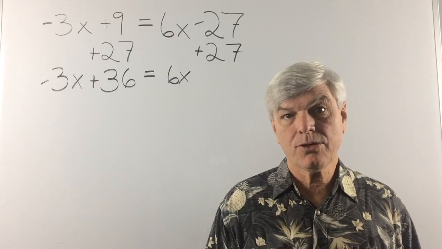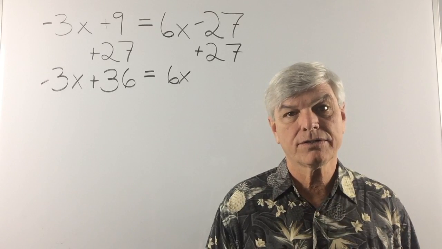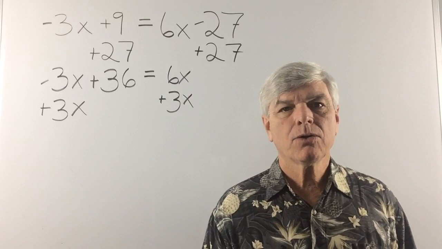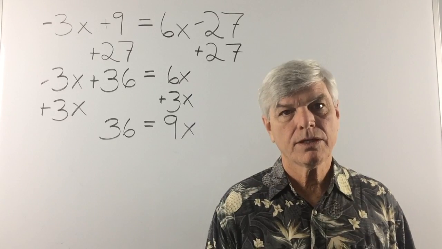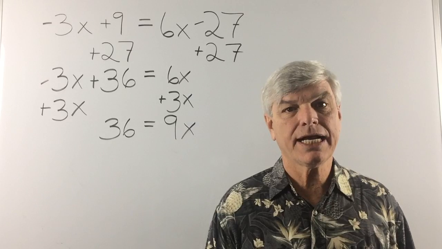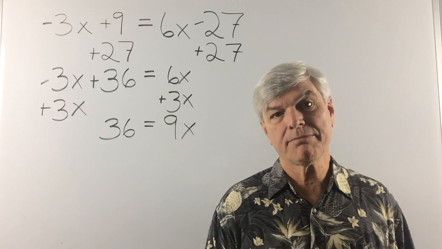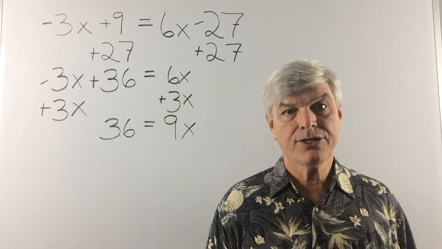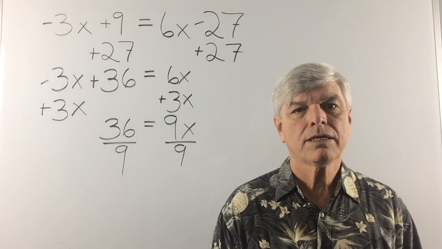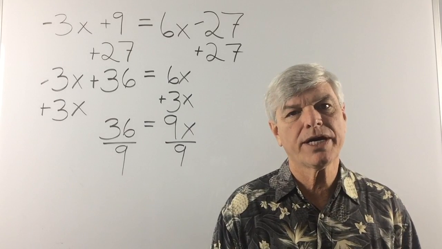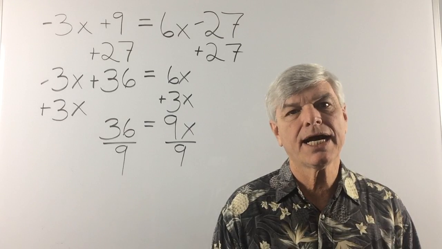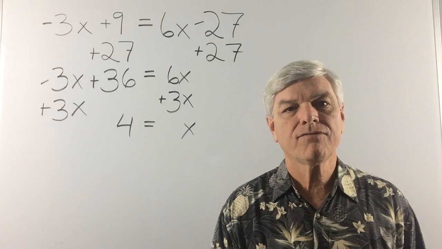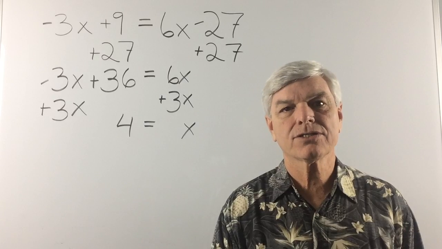So like I promised you, we are going to bring the negative 3x over by adding positive 3x to both sides of the equation. So let's bring everything down now. We have 36 equals 9x. And like we explained before, it doesn't matter which side of the equal sign the variable is on. But we do need to eliminate that coefficient. Dividing by 9 on both sides of the equation, 9x divided by 9 is 1x, and 36 divided by 9 is 4, and 4 equals x, or x equals 4, and that is our solution.